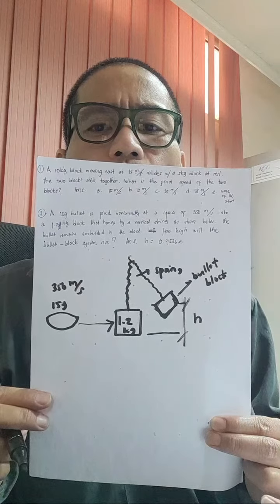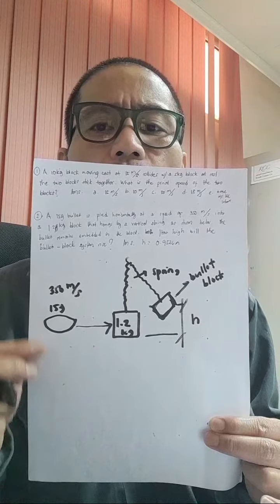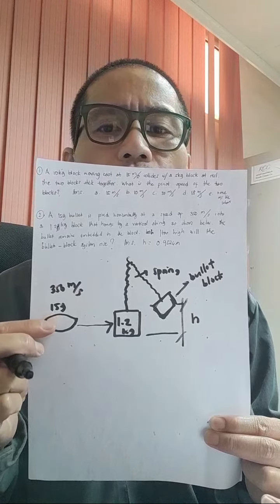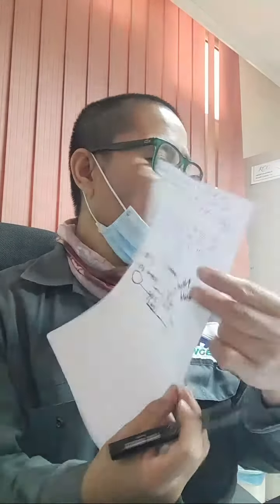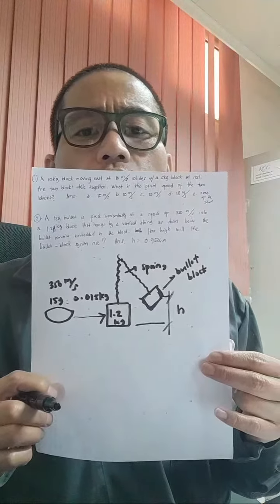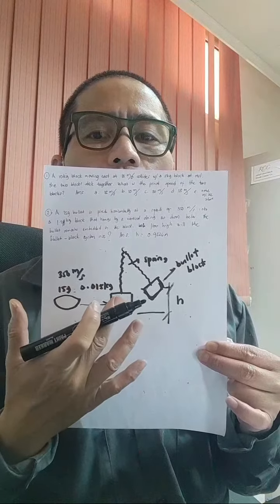Now it's very clear that the mass of this bullet is in grams. Convert first into kilograms, so it will become 0.015 kilogram. In this case it's very clear that this is an inelastic collision. So they stick together, this bullet and this block, and then move together.